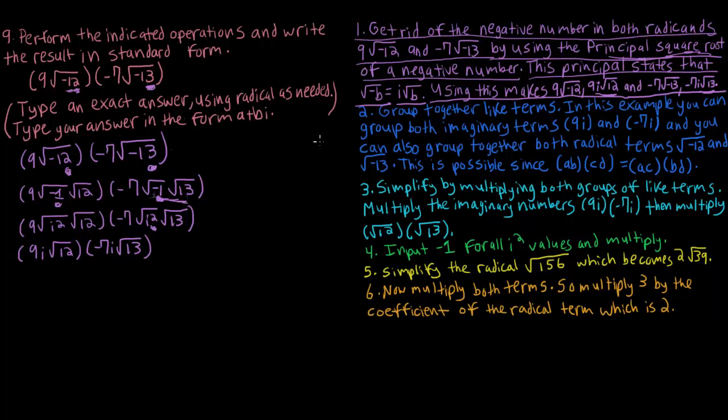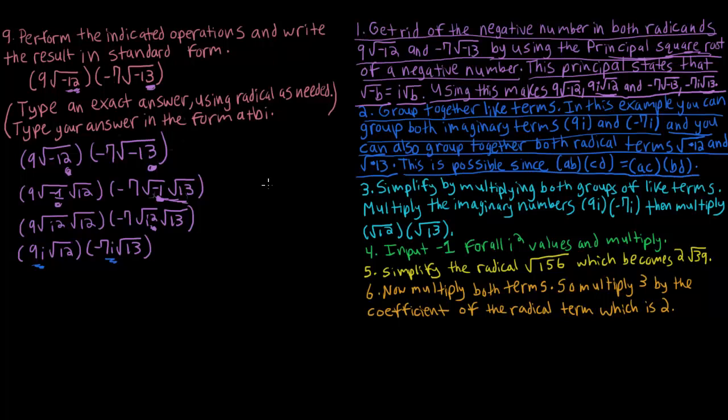So now moving to step 2, we want to group together the like terms. In this example, you can group both imaginary terms, 9I and negative 7I, which is what we have right here. We can group those together, and you can also group together both radical terms. It actually should be the square root of 12 and the square root of 13, since we got rid of the negatives. This is possible since a times b in parentheses times c times d equals ac in parentheses times bd.